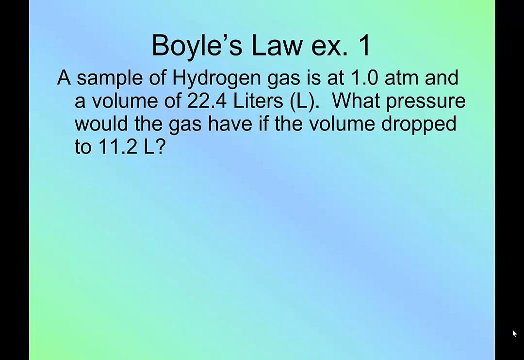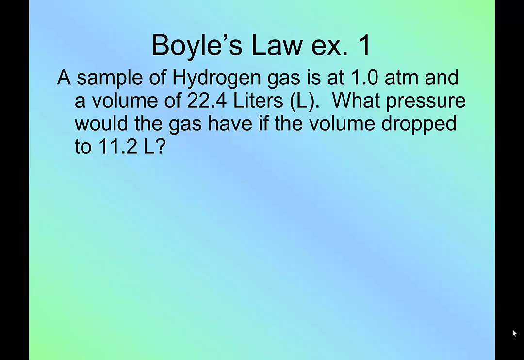Okay, so the volume started at 22.4 liters and it went down to 11.2 liters. So we can see that the volume went down. Now we know the relationship between pressure and volume is inverse. So if the volume went down, our pressure should go up. So no matter what we get at the end, our answer had better be bigger than what we started with. We're starting with 1 atmosphere, so it should go up.